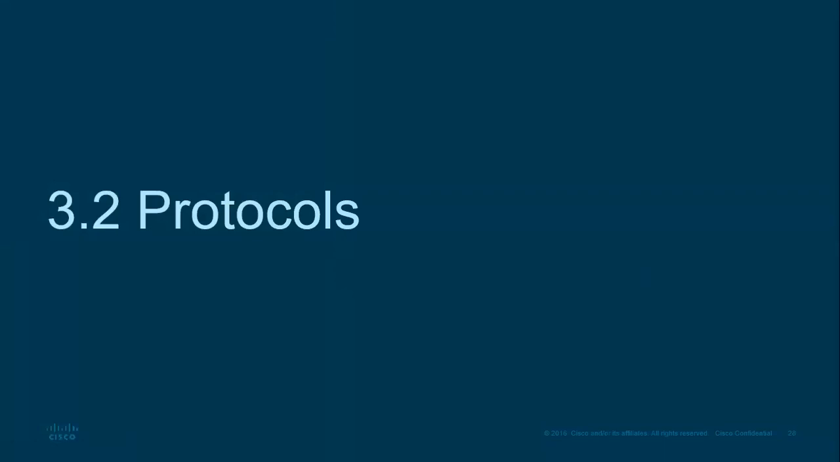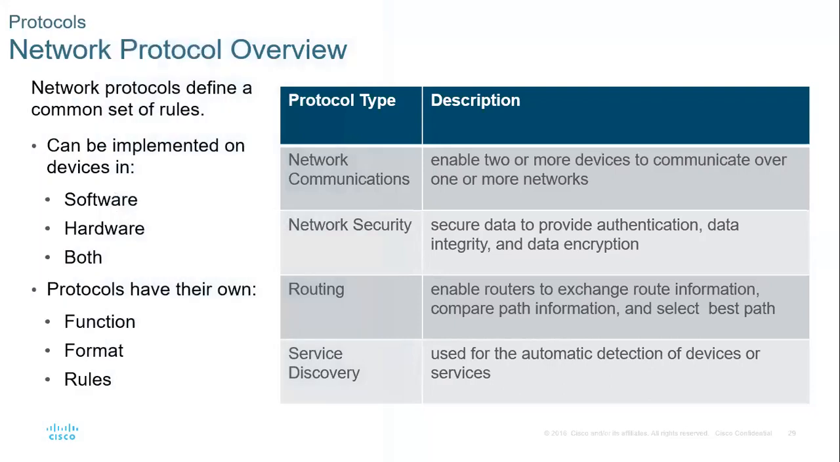Protocols. As I said previously, protocols are nothing but the set of rules and regulations that guide the networks. Network protocol overview. Network protocols define a common set of rules for network communications, network security, routing, and service discovery. Network communication enables two or more devices to communicate over one or more networks. Network security secures data to provide authentication, data integrity, and data encryption. Routing enables routers to exchange route information, compare path information, and select the best path.